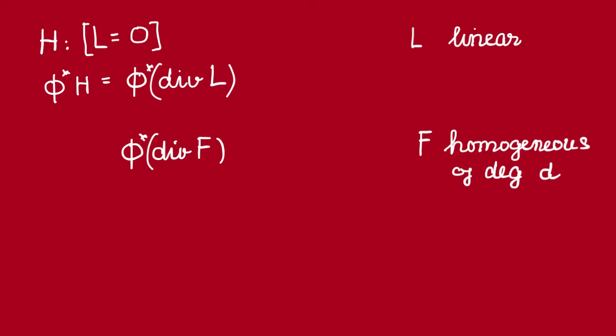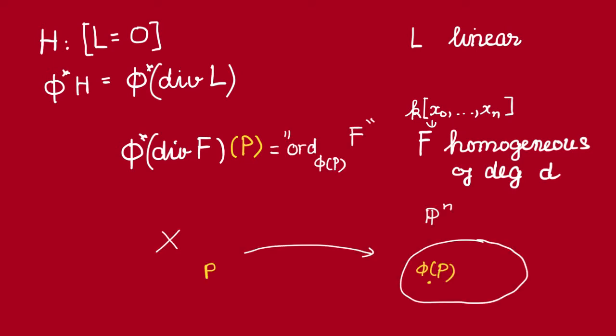Here L is homogeneous of degree 1, and there's nothing special about degree 1, so we'll define this pullback of div f for any f homogeneous of degree d in general. This phi star of div f is a divisor on X. To define a divisor on X, it's equivalent to define its value at every point P on X. So what is this value at a random point P? Naturally, you might think we should define this to be the order of vanishing at phi(P) of f. But the question here is, f is not a function on Pn, it's just a form. But no problem, we can resolve this pretty simply.